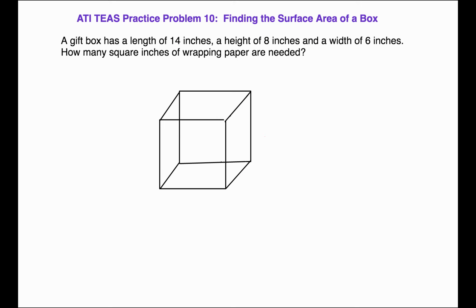Now that we've defined surface area, let's work on the word problem. In the word problem, it told us that a gift box had a length of 14 inches, a height of 8 inches, and a width of 6 inches. We had to find out how many square inches of wrapping paper are needed. So, we basically need to find the surface area of the top, the bottom, the left, the right, and the front and the back. Let's start with the top and the bottom.